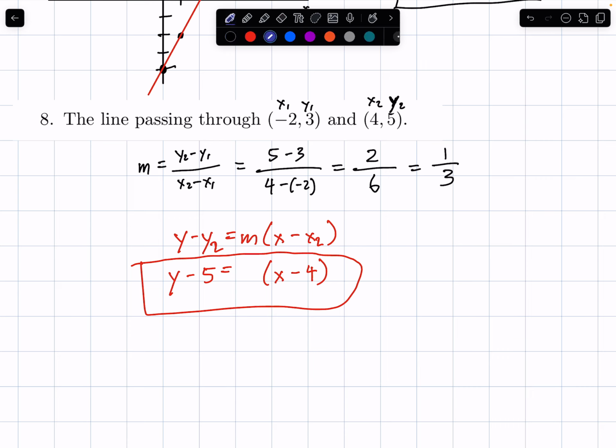What am I talking about? M is 1/3, so that should have been right there. Sorry, guys, that's my equation. Okay, getting ahead of myself.